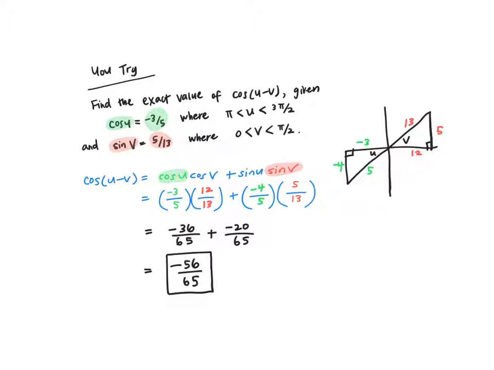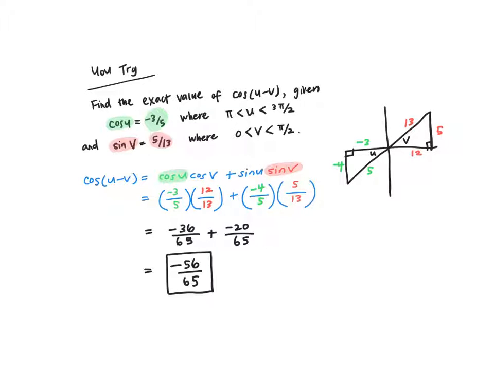Okay, your final answer is negative 56 over 65. So let's take a look. Cosine of u, u is between pi and 3 pi over 2. That pi is here and 3 pi over 2 is here. So you make your right triangle with angle u there as your reference angle. Adjacent over hypotenuse, because cosine is x over r. You have negative 3 over 5. This is a 3, 4, 5 Pythagorean triple. So in the y direction, you're going to get negative 4 since in quadrant 3, the y value is negative.